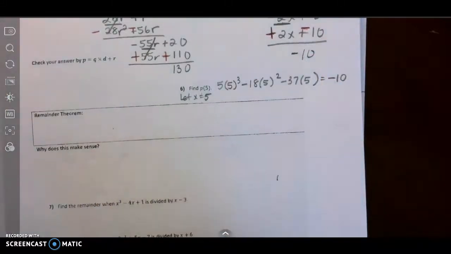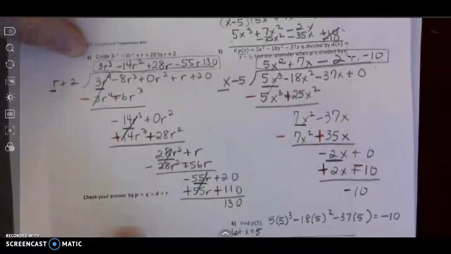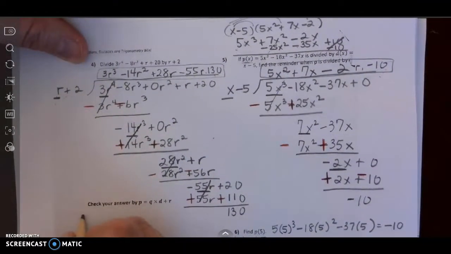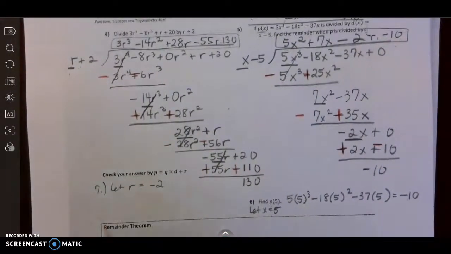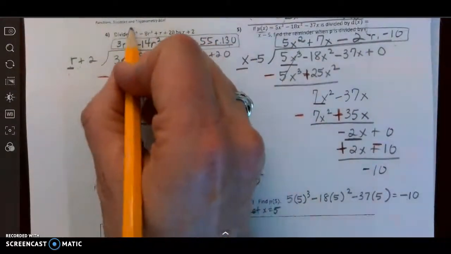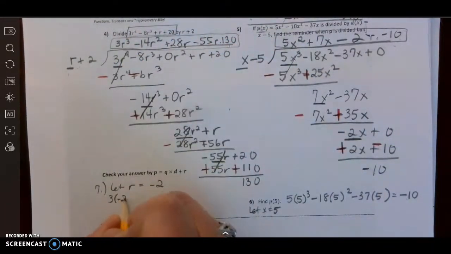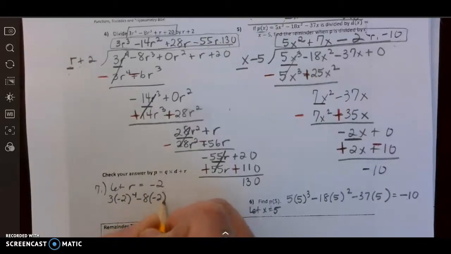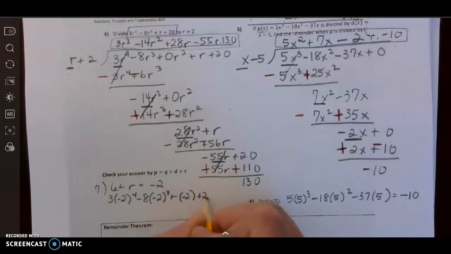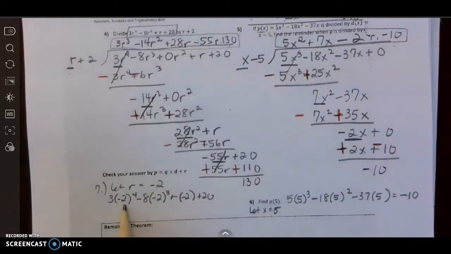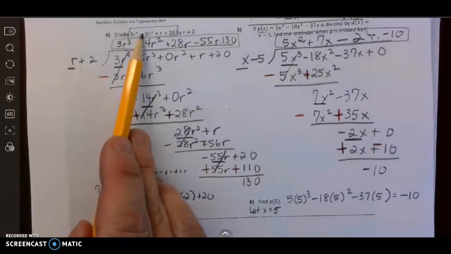I would like to come up here to number 4. And I'm going to ask us, we'll call this number 7. Let r equal negative 2. And let's see what happens. And we're putting negative 2 into the original function. 3 times negative 2 to the 4th minus 8 times negative 2 cubed plus negative 2 plus 20. All I've done is put negative 2 into the original function.